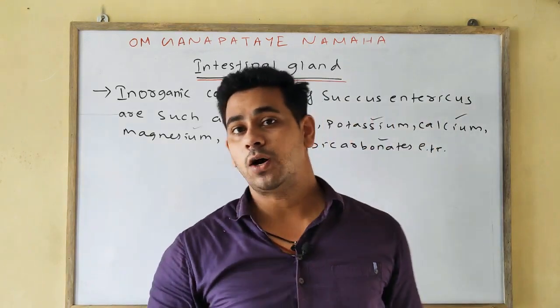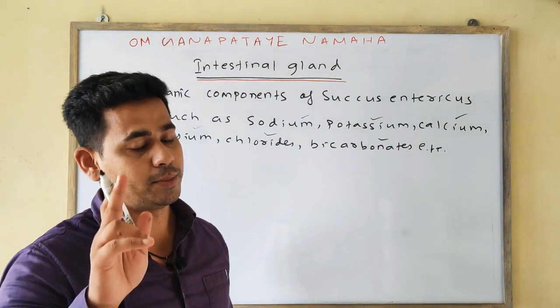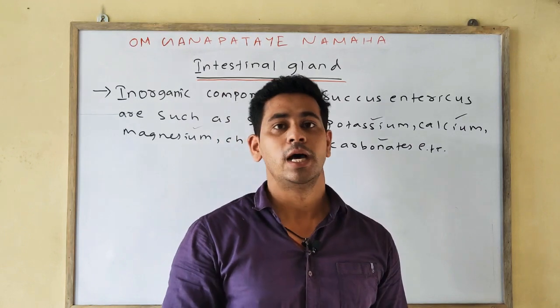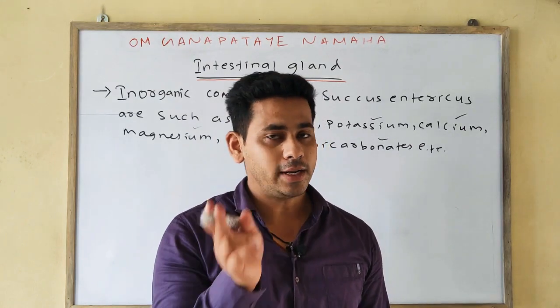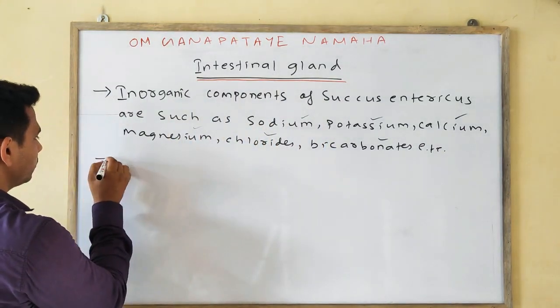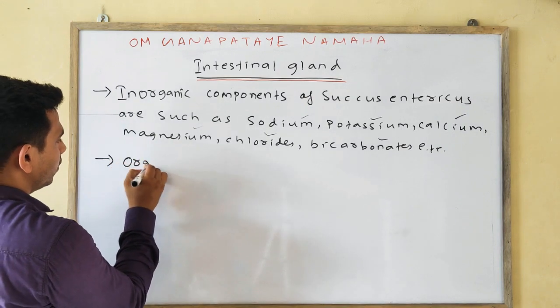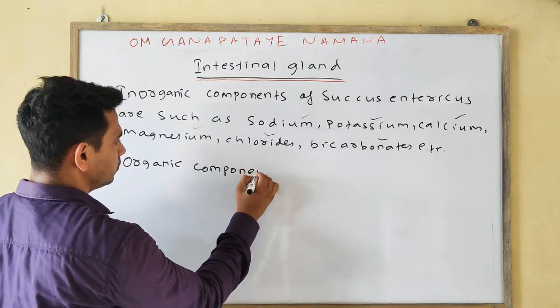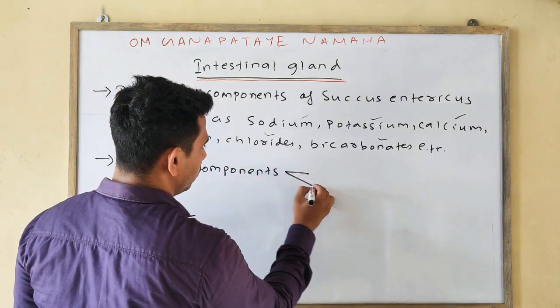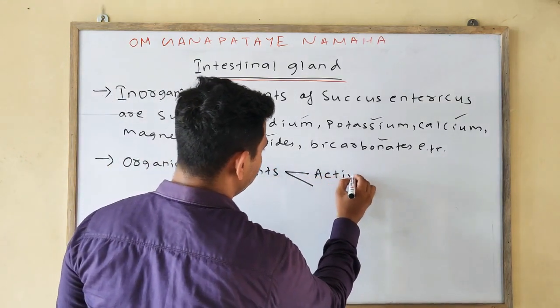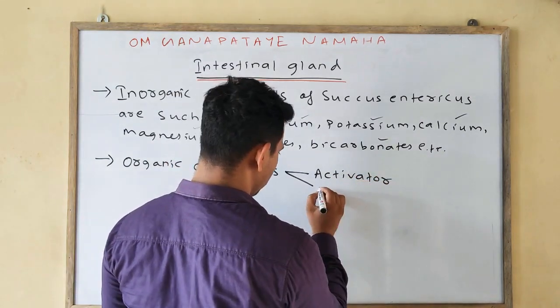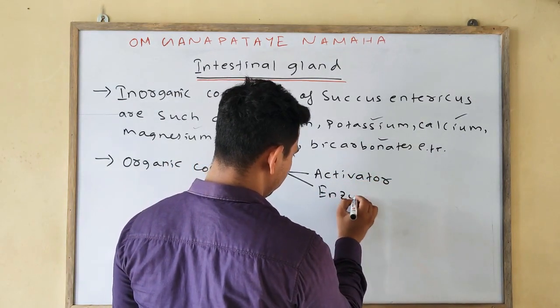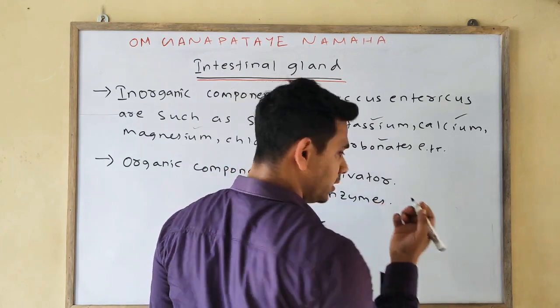Whereas the organic components in the case of succus entericus are of two types: activator and enzyme. Organic components are of two types. One is your activator, the other one is simply enzyme, which helps in digestion.